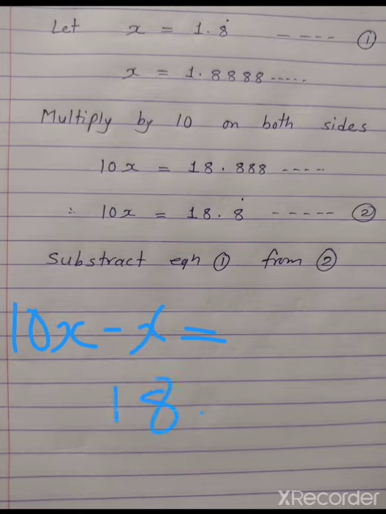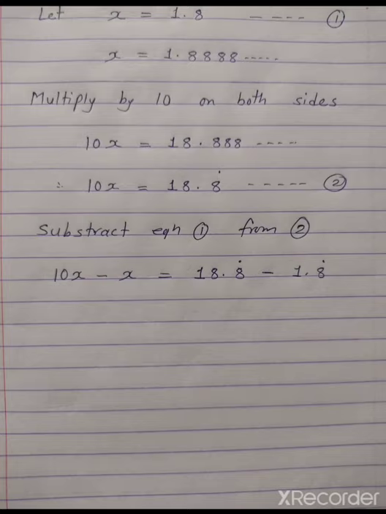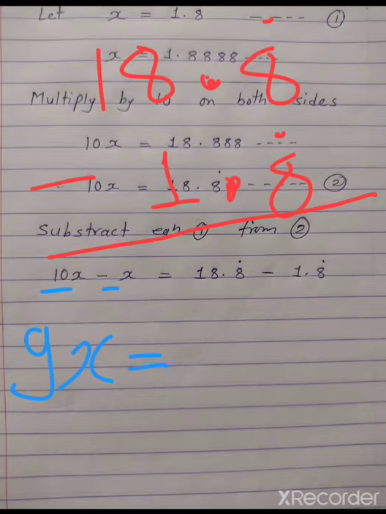So this is the right hand side of equation number 2 minus the right hand side of equation number 1. So this is the step. Now do the subtraction: 10 minus 1 is equal to 9x. Now look here. If you subtract these two numbers, the 8 dot and 8 dot both will get cancelled and we will get 0.